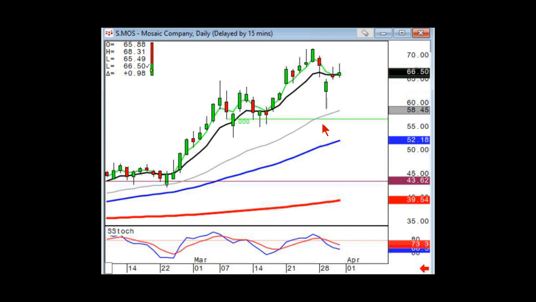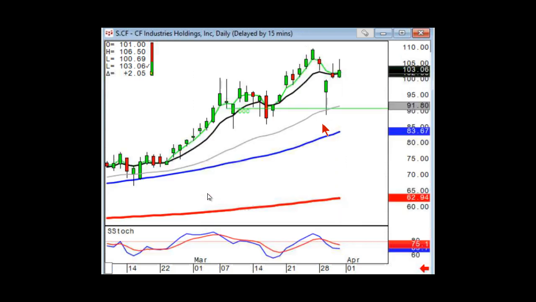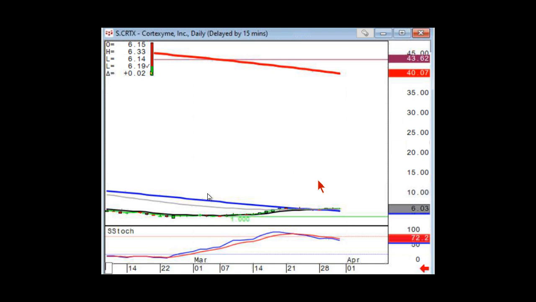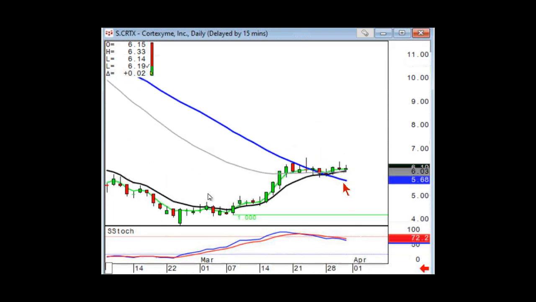Moss is holding up. It has to open positive and trade positive. IPI needs to open positive. All these are food related, or are they food related or fertilizer related? And CF also needs to open positive tomorrow. CRTX, I think we did this one, right? Yeah, it has to open positive if you're long. If it opens lower, close it out.